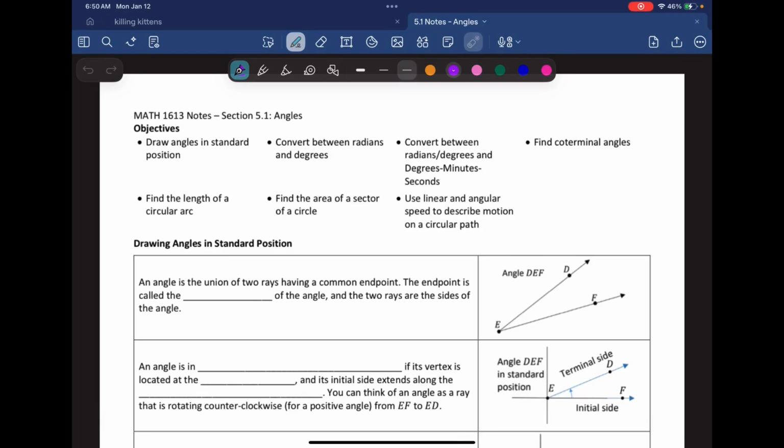All right, buckle up, guys. This one is a lengthy section. This is our first section for Math 1613.